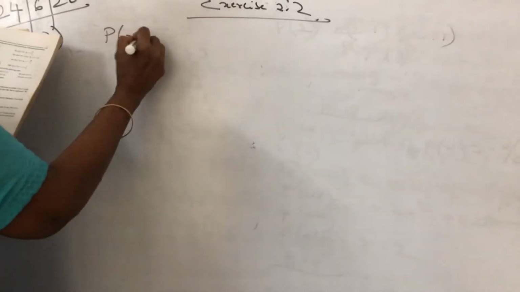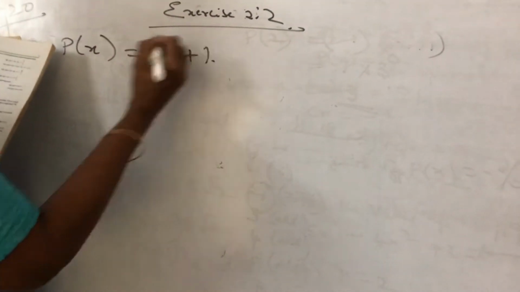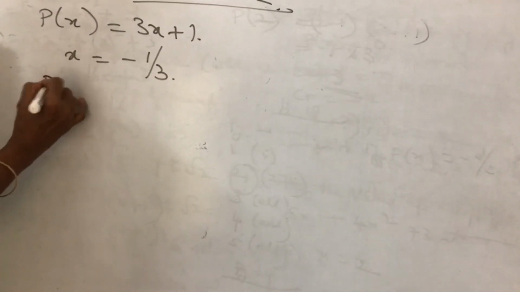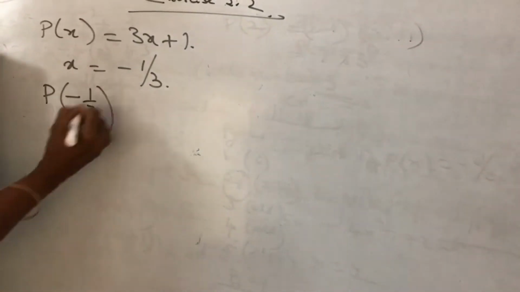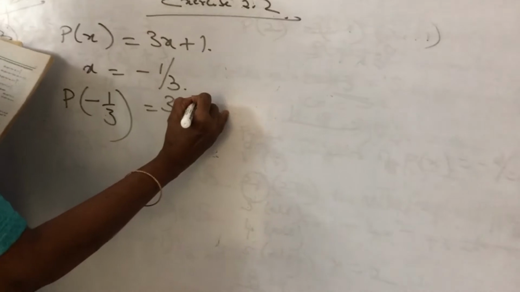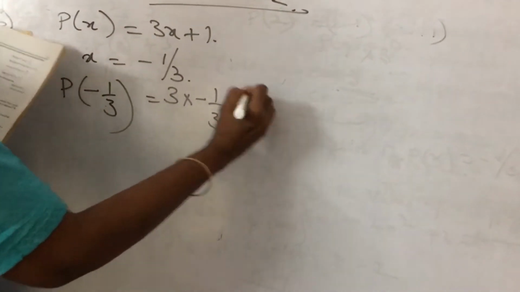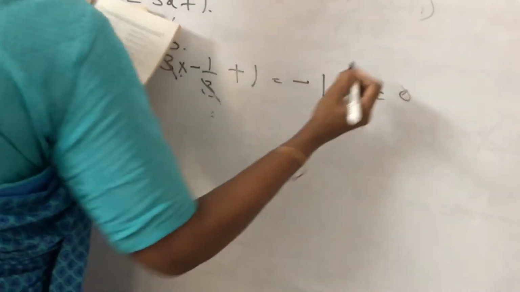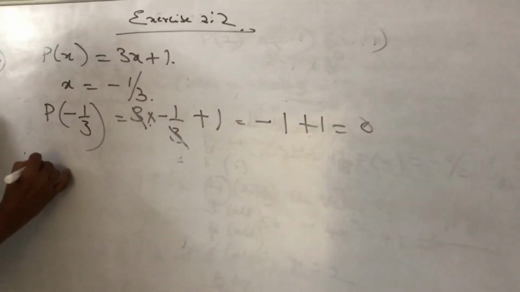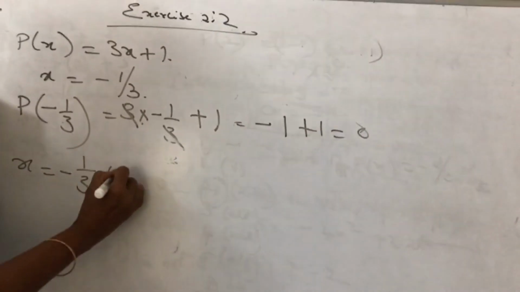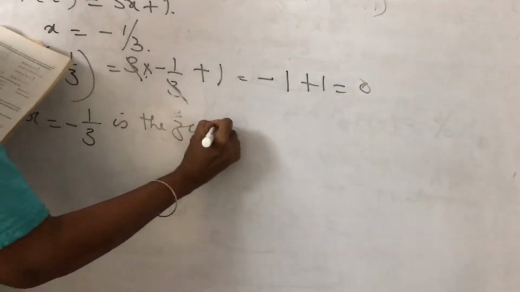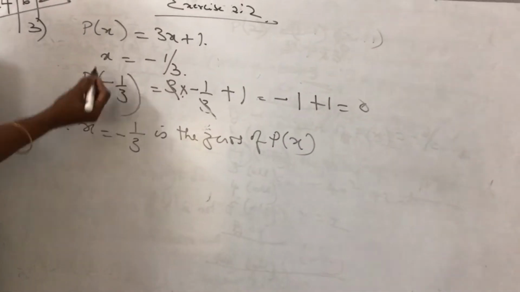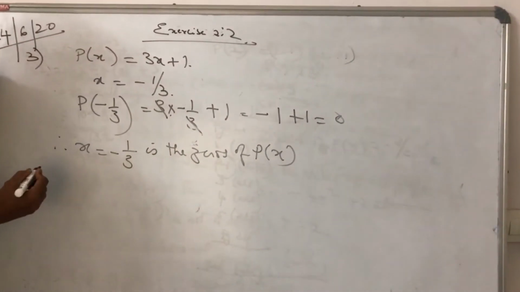P of x is equal to 3x plus 1. x is equal to minus 1 by 3. In the place of x, substitute minus 1 by 3. 3 into minus 1 by 3 plus 1. 3 and 3 will get cancelled. Minus 1 plus 1 is equal to 0. Therefore, x is equal to minus 1 by 3 is the zero of P of x. Zero of the polynomial means the given value, when you substitute, must give you 0.